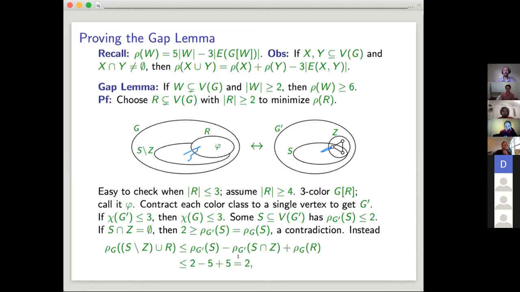If you're interested, ask Bernard and he'll point you to somewhere where this is written down and you can stare at it, but it's a really cool argument. And I can brag about it because it's not my argument. This is from Kostochka and Yancey's paper. Let's see. So we get a contradiction. Okay, so that's proving the gap lemma. Any questions on this before we move on to something a little bit different?